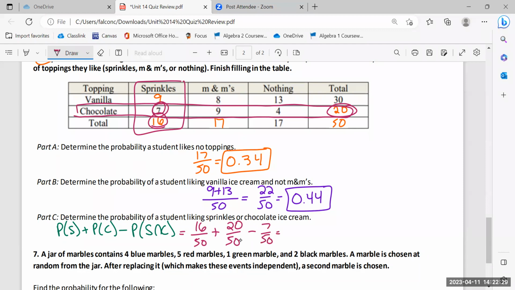So we add everything up. 16 plus 20 minus 7. So 29 out of 50. So that would give me 0.58.